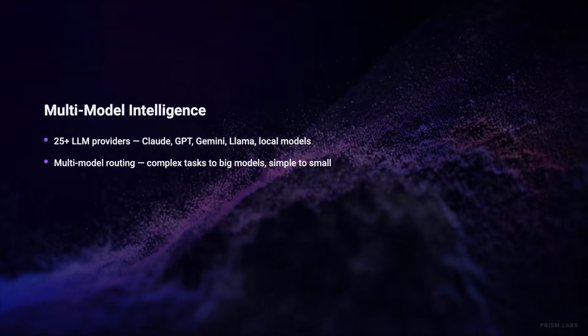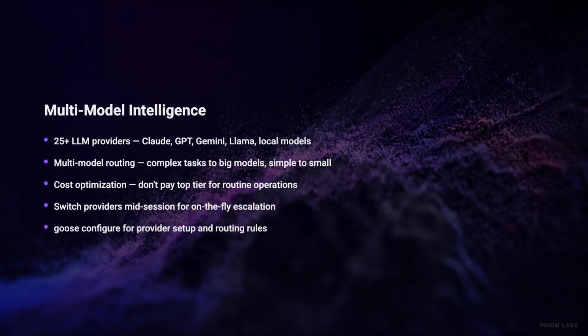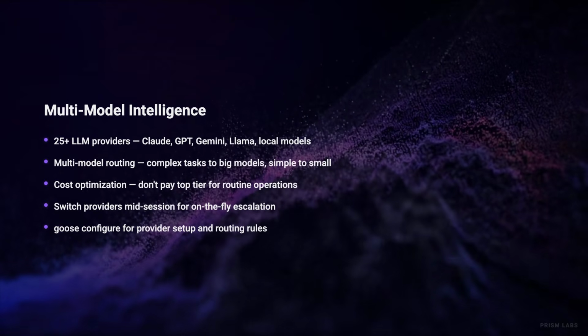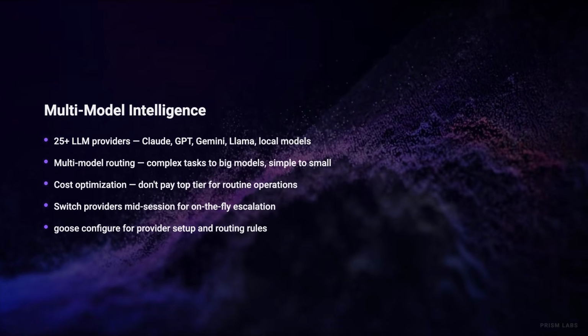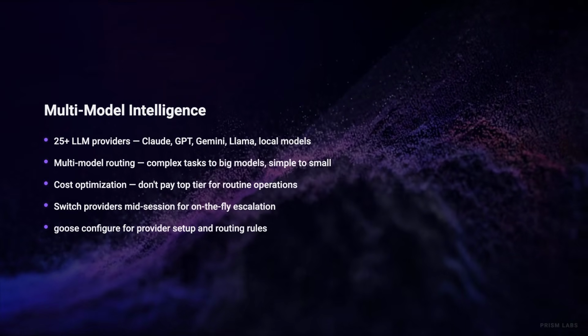Goose supports over 25 LLM providers, and you can configure multiple models simultaneously. This enables intelligent routing. Send complex reasoning tasks to Claude or GPT while routing simpler operations to faster, cheaper models like Haiku or local Llama instances.